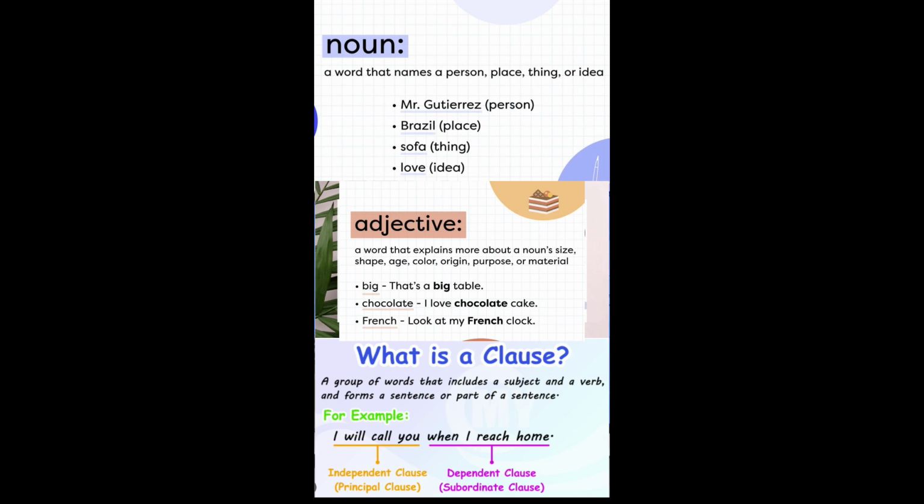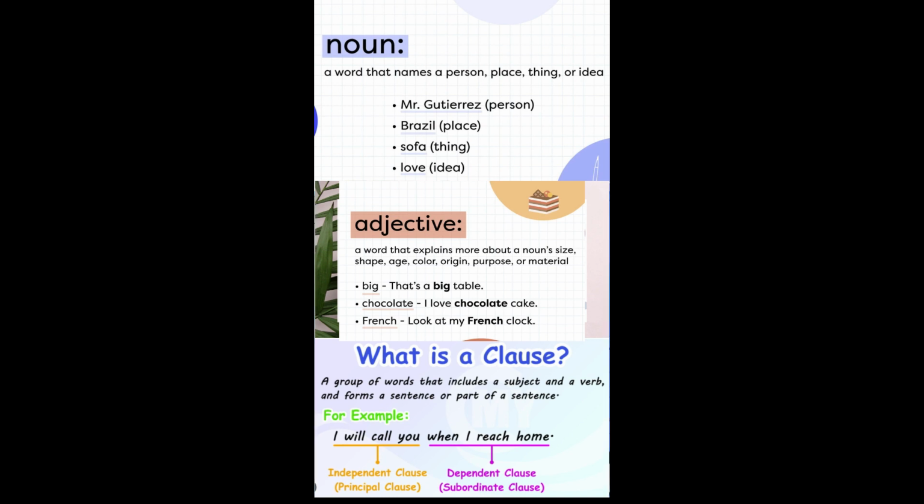Adjective. An adjective is a word that explains more about a noun's size, shape, age, color, origin, purpose, or material. For example, big. That is a big table. Chocolate. I love chocolate cake. Friends. Look at my friend's clock. As you can see, the position of an adjective is always in front of the noun.